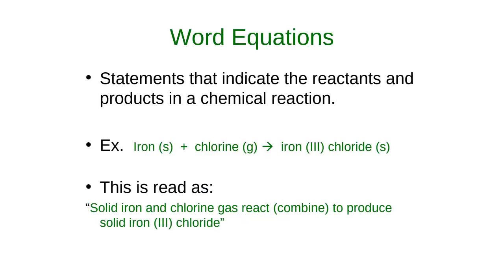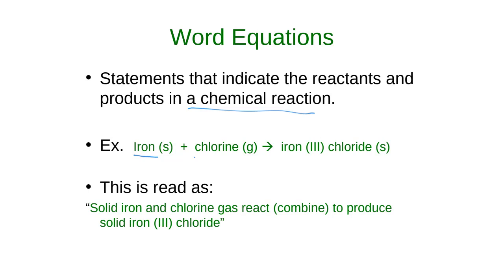Okay, so far we learned about what a chemical reaction is and the different symbols that we use to write a chemical reaction. Also we learned about a few parts of a chemical reaction like reactants and product and how they are written. Okay, now we will talk about word equations. So word equations are statements that indicate the reactants and product in a chemical reaction. And these equations are written like the example that is given here.